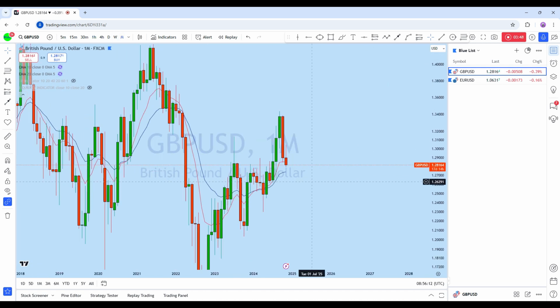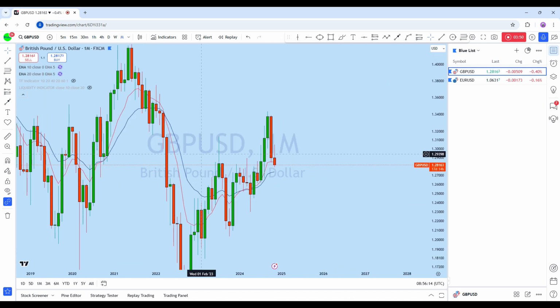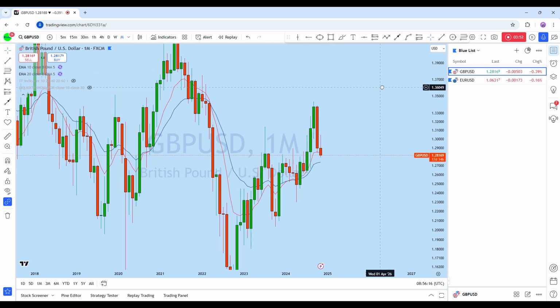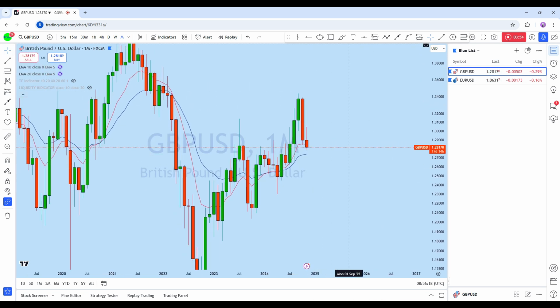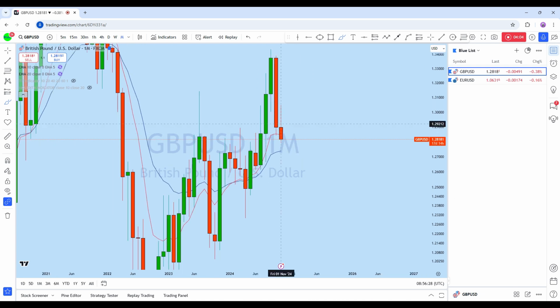Looking at the monthly, again GBP USD as expected in our previous analysis as well, we can see that GBP USD after the previous monthly bearish engulfer, this month the price after initial pullback started to drop again to the downside. Now this is the monthly candle, as it has managed to break below this monthly support level.